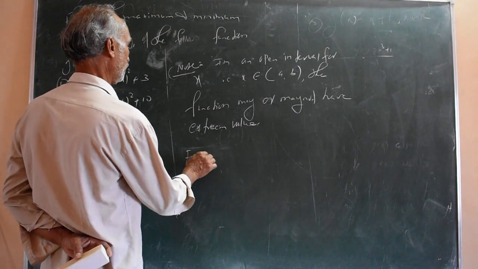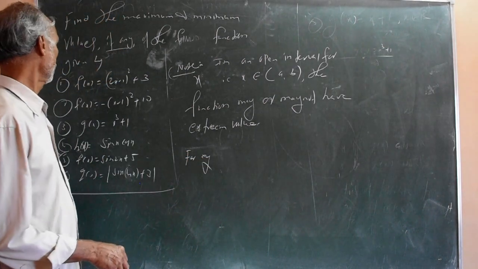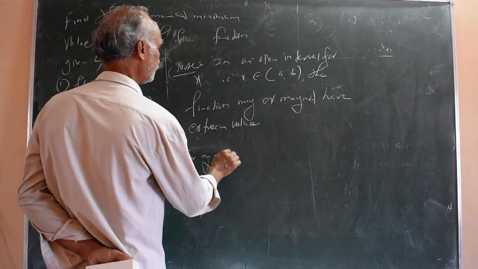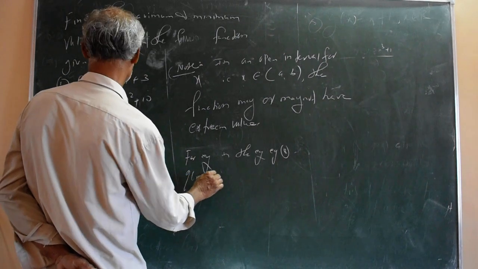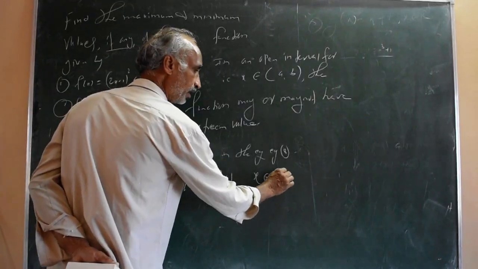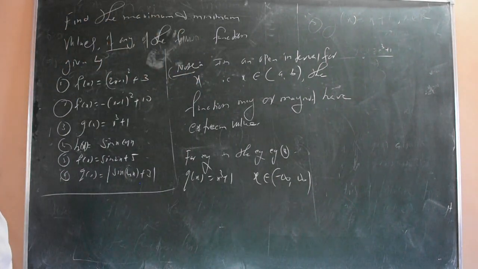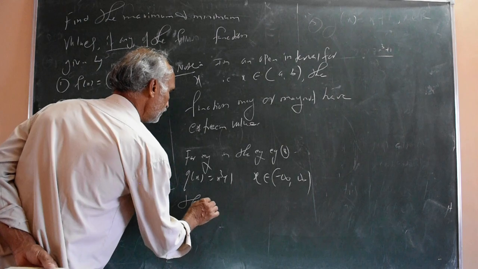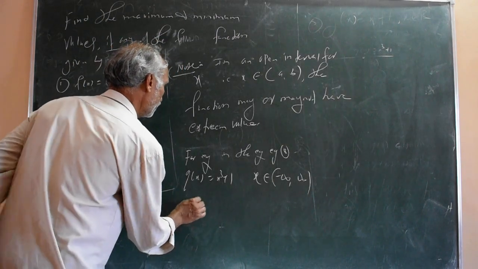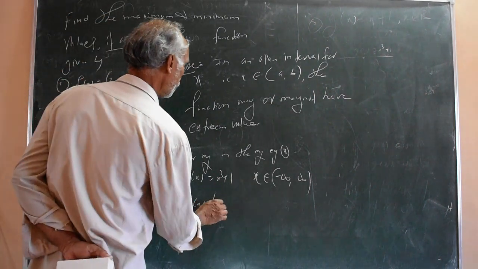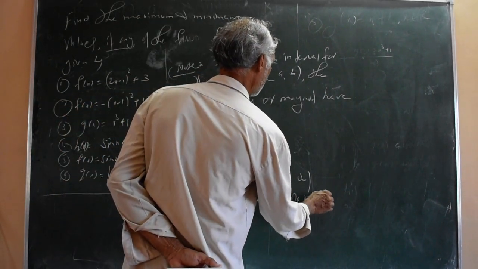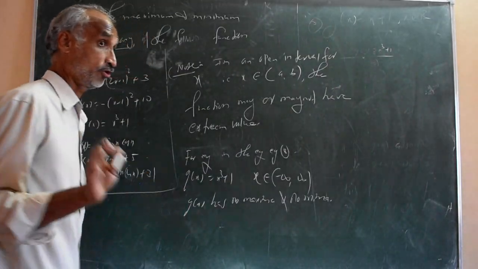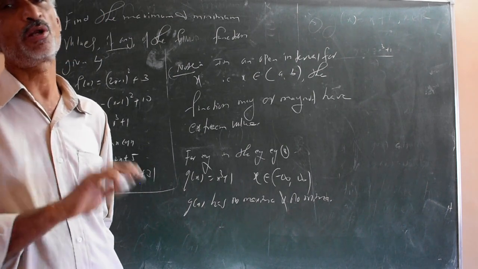For example, in example 3, g of x is equal to x cube plus 1, where x belongs to the open interval minus infinity to plus infinity. X belongs to R. All polynomial functions have domain R. The function g of x has no maxima and no minimum. But that does not mean that in an open interval there will be no extreme values. It may have extreme values or may not.